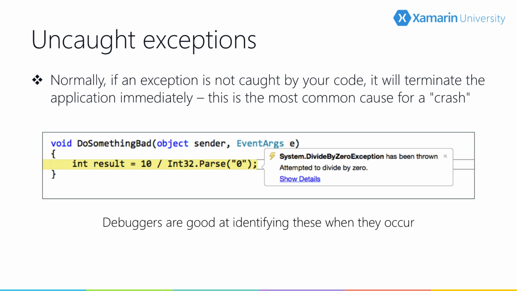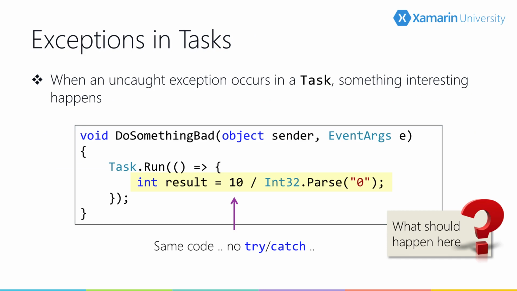So let's now take this line here that generates a divide by zero exception, and all we change is to wrap it into a Task.Run. That's really the only change here. Same code, still no try-catch. What should happen here?